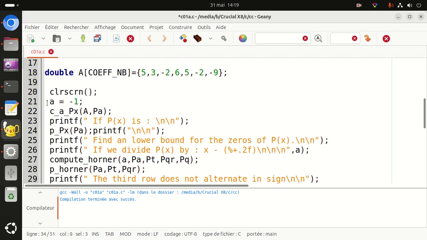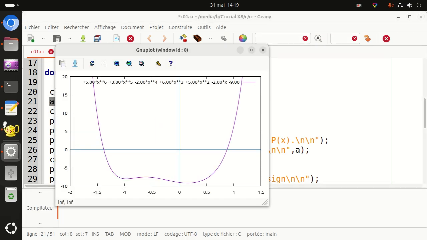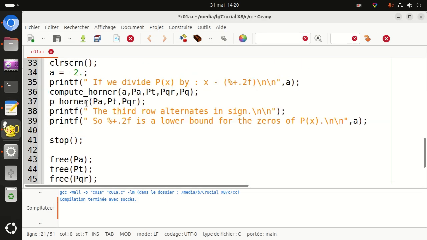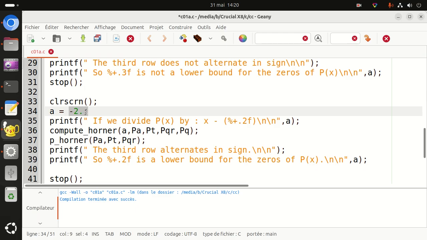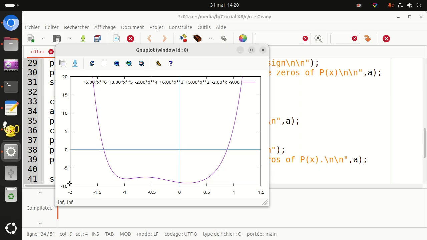I have chosen for a first minus 1. Minus 1 is here. I can see there is a root on the left, so minus 1 is not a good value. In the second part, I have chosen a value of a minus 2. Minus 2 is here. All the roots of this polynomial are on the right, so minus 2 is a good value.